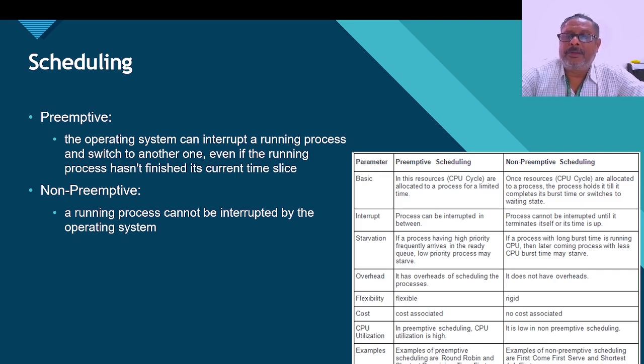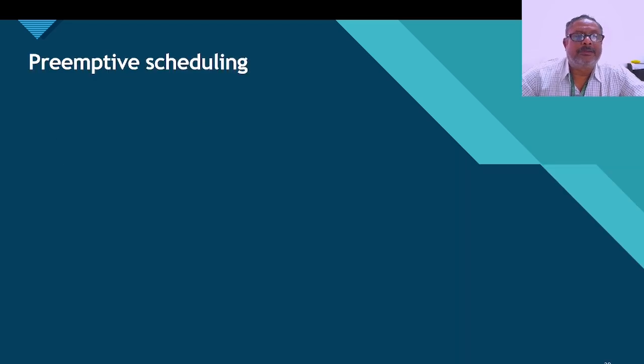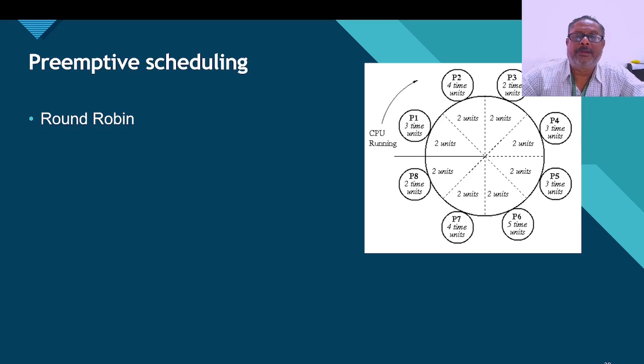So if you are given the sequence in which a process has to run, then it will always follow that particular sequence until the work is done. It will not stop. So some of the advantages and disadvantages of each one, you can see that. Now getting into preemptive scheduling, one example is round robin.